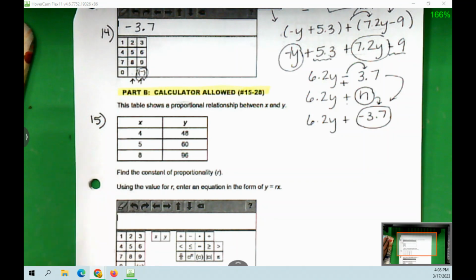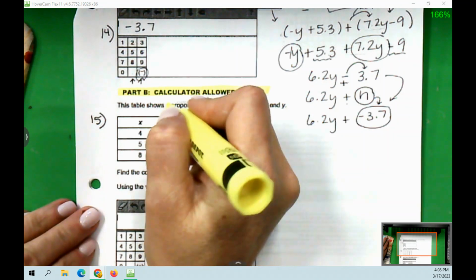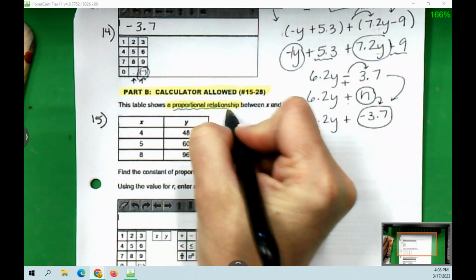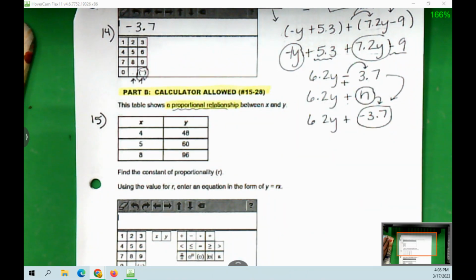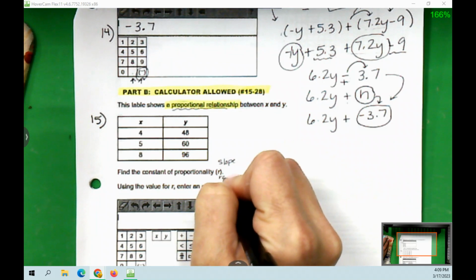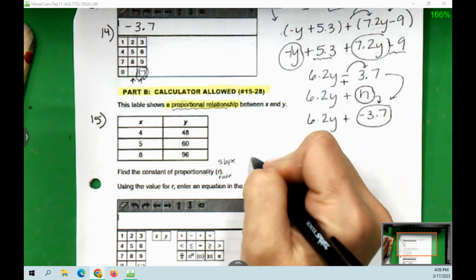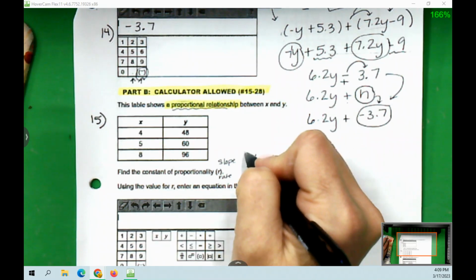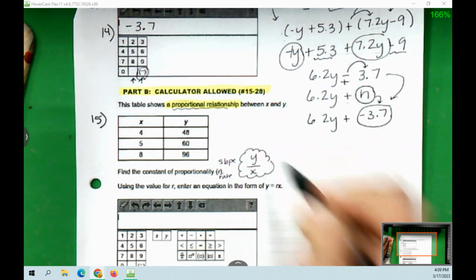Okay, in number 15, it says this table shows a proportional relationship. Okay, so we don't have to check if it's linear, and going through 0, 0, we're already told it does. Okay, it is a proportional relationship. So then it asks, find the constant of proportionality, or R, the rate. Remember, that is also slope, R for rate. And we find that by doing change in y over change in x, or picking any pair of points and doing y divided by x.